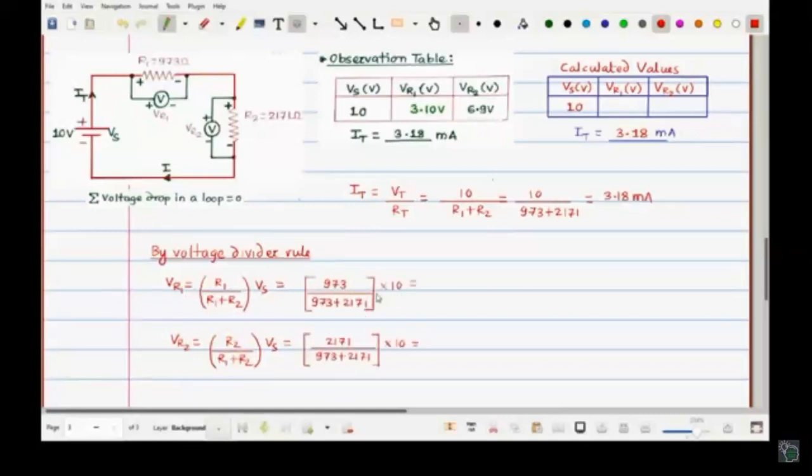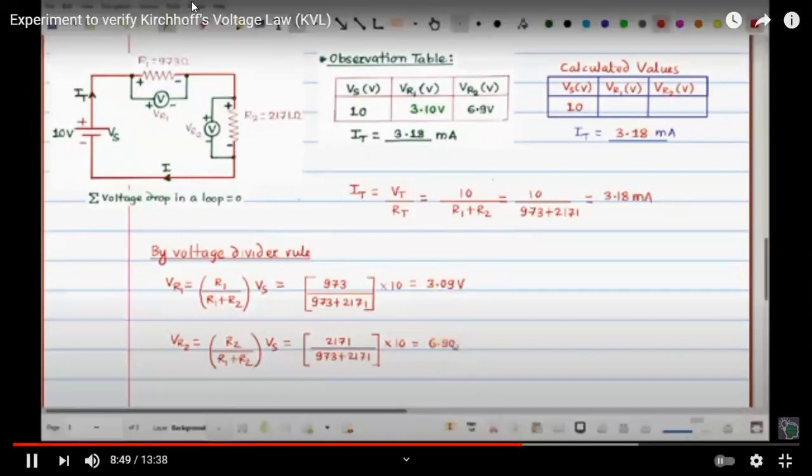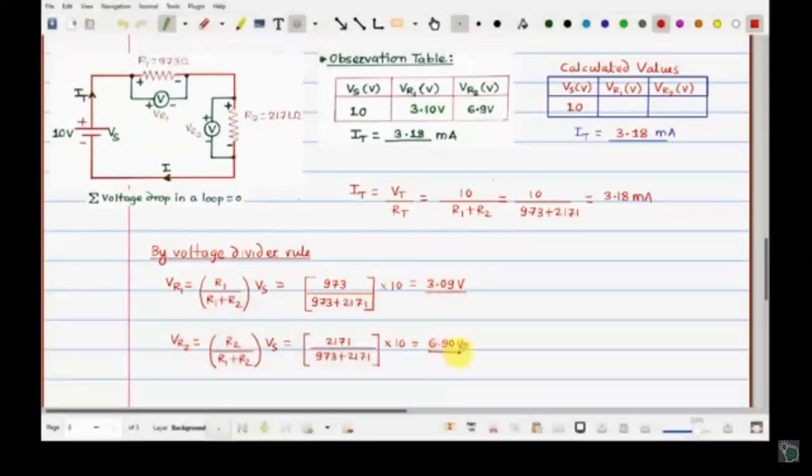Now calculate the values. So friends, after calculation, here you are getting 3.09 volt and here you are getting 6.90 volts. Okay, so we have got the values of VR1 and VR2. Now enter these values in the observation table. So here VR1 is 3.09 volt and VR2 is 6.90 volts.